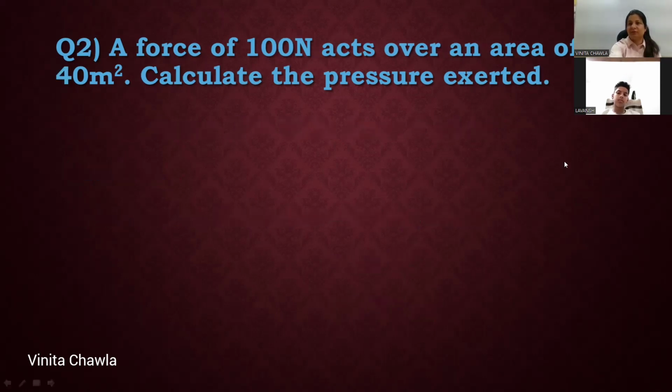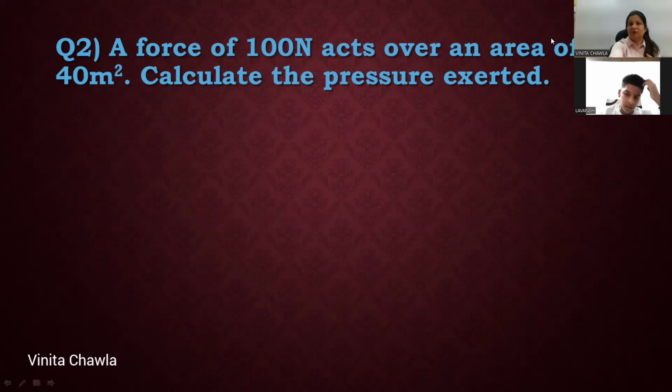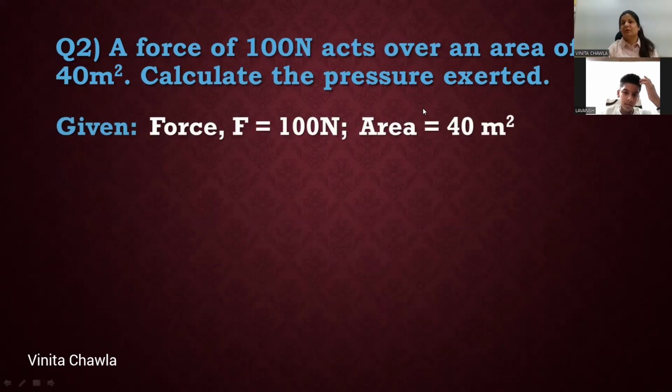Next question. A force of 100 Newton acts over an area of 40 meters square. Calculate the pressure exerted. So force is given and area is given. We have to find the pressure. How do you find the pressure? Force by area. 100 Newton by 40 meters square.